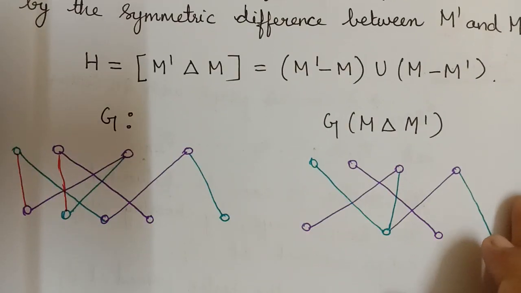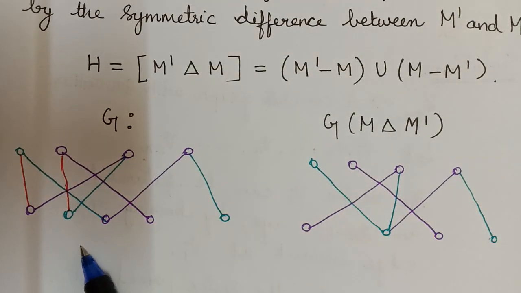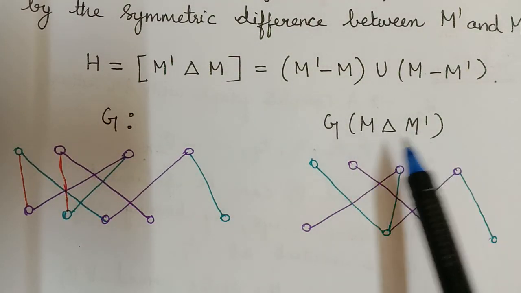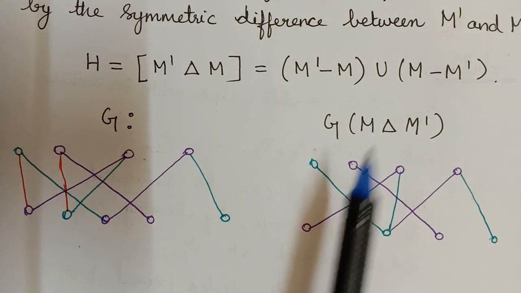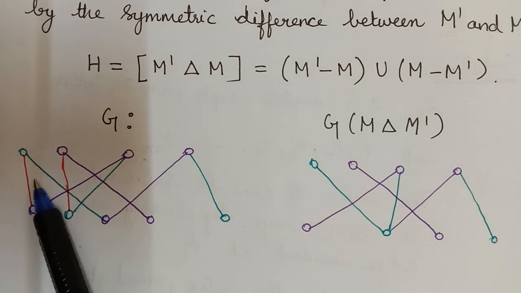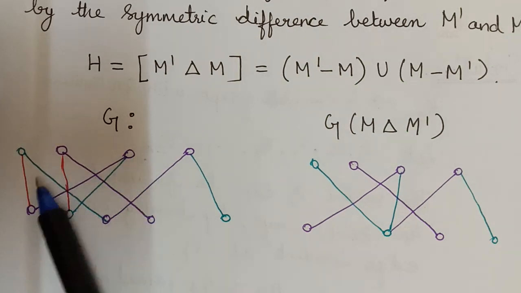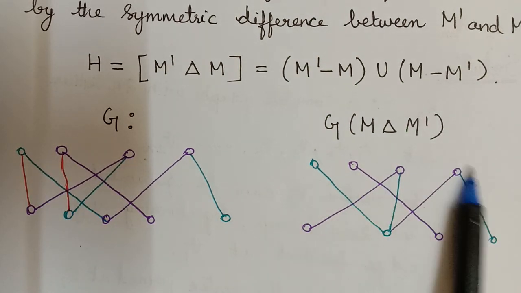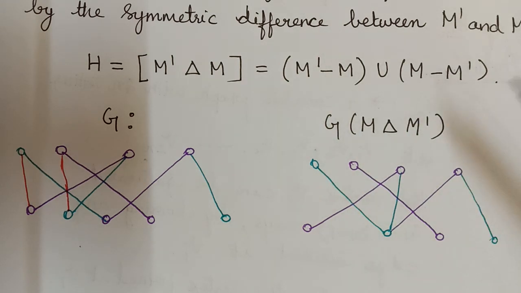So if we see, this is a graph G and this is a subgraph which is induced by the symmetric difference between M dash and M. So if we see, we don't have the other edges. We have only the edges of M and M dash over here. So we are constructing a subgraph like this.